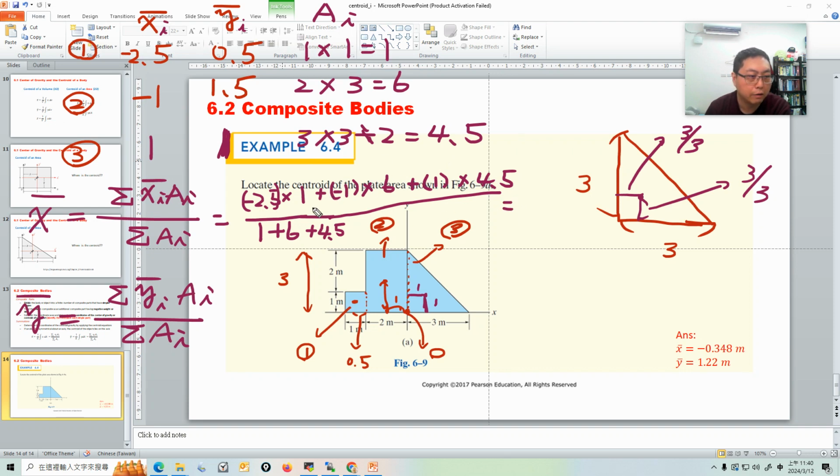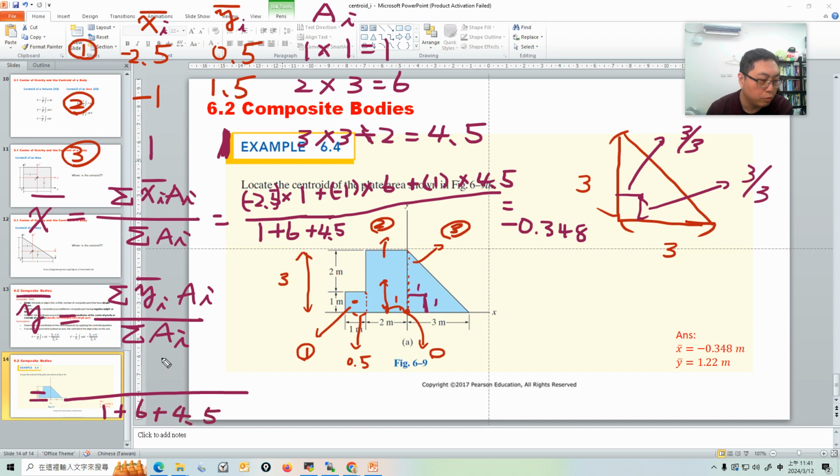If I write this formula correctly, what's the answer? Let me check. Yes, it's correct. After calculation, it should be minus 0.348. Same thing for the centroid position in the y coordinate: the denominator is also the same, just the sum of the areas.